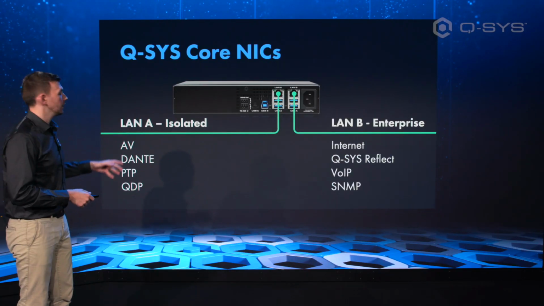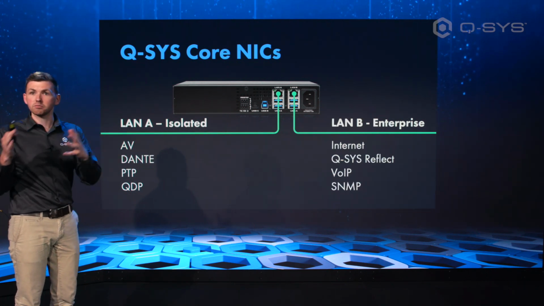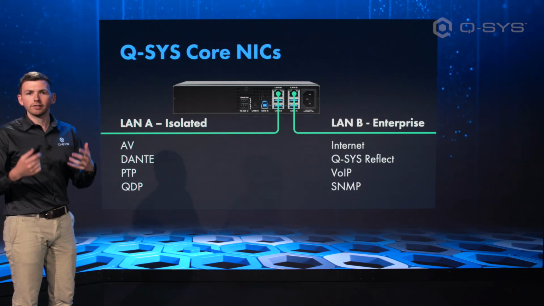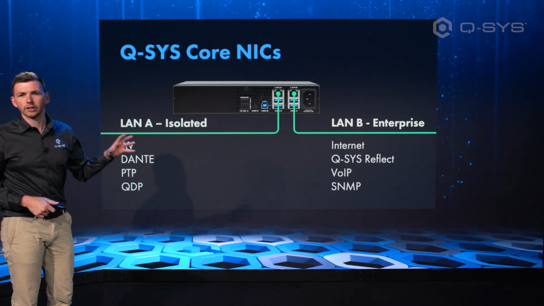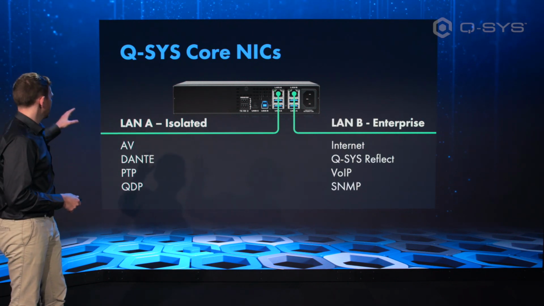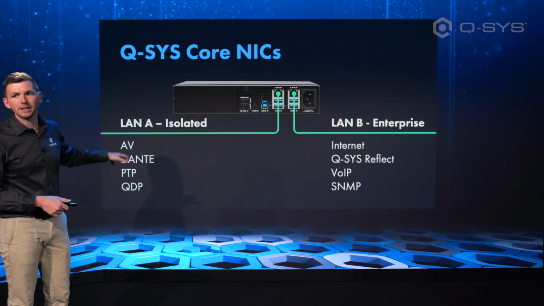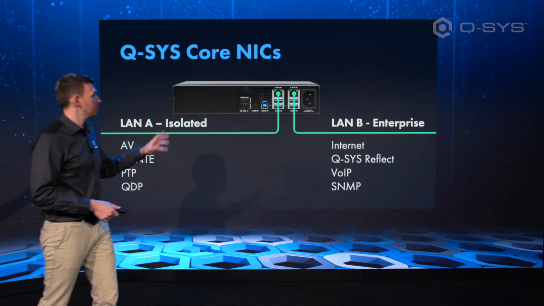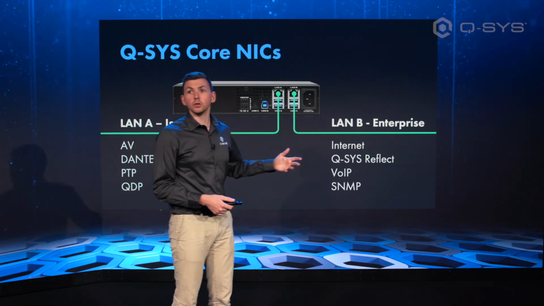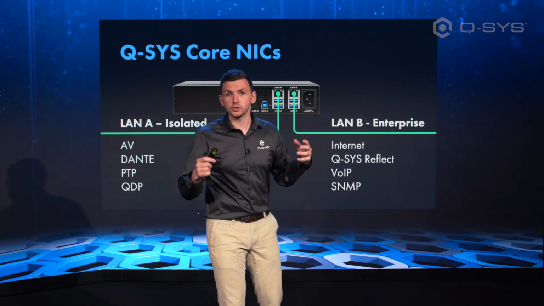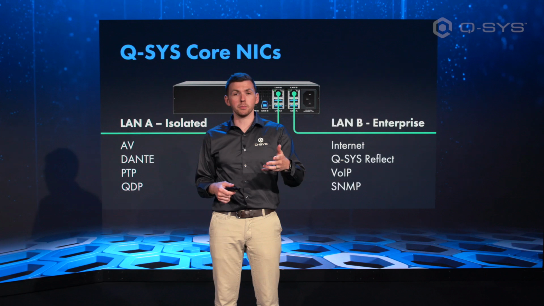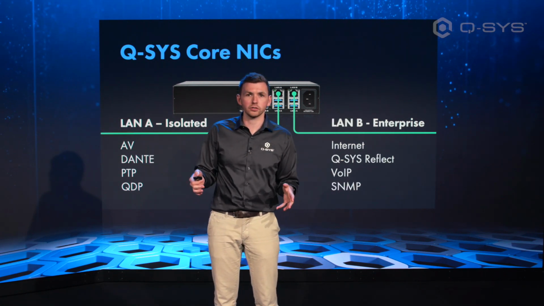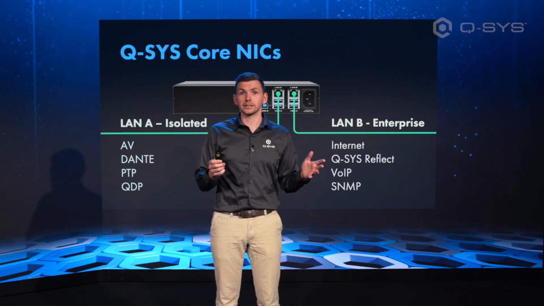Okay, so this is the way you would typically set that up. LAN A, if you're going to have AV and non-AV traffic, you would have LAN A be your AV one that's going to be on the isolated network. So that's where you're going to have your AV, your QLAN, your Dante, your PTP, QDP, video, all that stuff is going to be on LAN A. And LAN B over here, that maybe is going to be used for internet, for Q-SYS Reflect, for VoIP, maybe SNMP if you want to do some local monitoring of stuff. So that's how you're going to probably set that up.